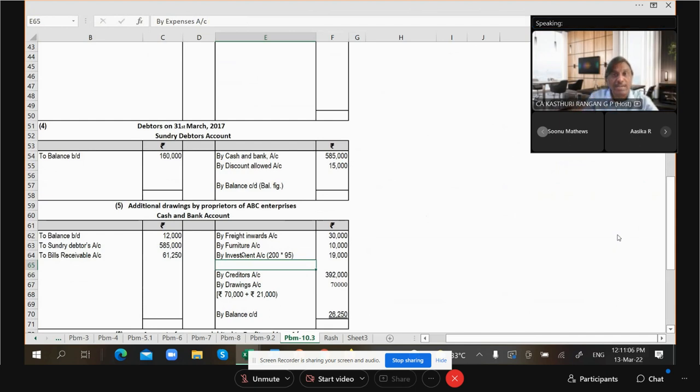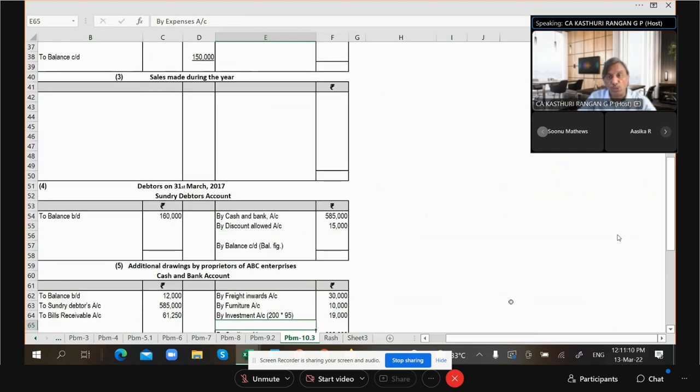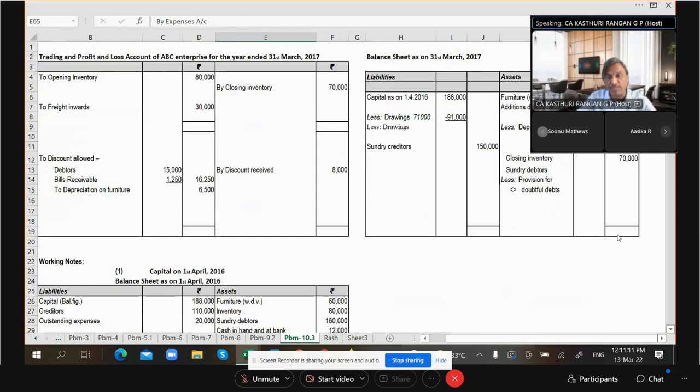Investment purchase in this year only. It doesn't have an opening balance. So you have to show it in the balance sheet. Investment. How much is investment? 19,000. Put it in the balance sheet outer column. But remember friends, that investment is purchased on 1st October, carrying interest at 6% per annum.